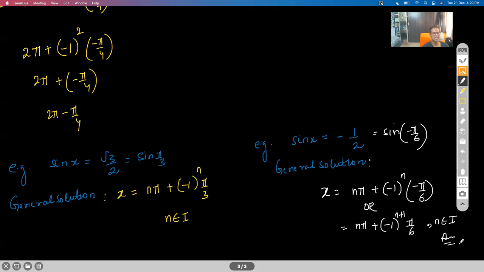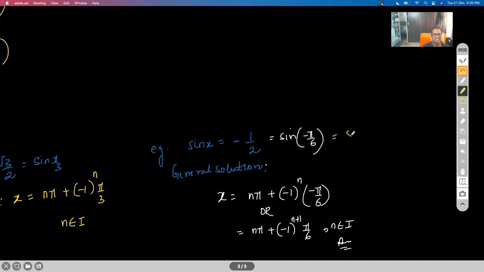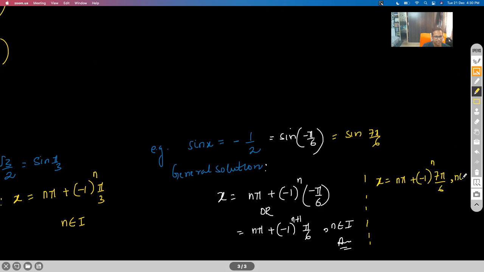Now here, one question that many people ask me: sir, could I take 7 pi by 6 also? Because sine 7 pi by 6 is also minus half. Yes, you can take any angle that you want. However, I've seen some books mention that this angle should be in the principal value branch of those functions, which actually is not required. So you can take any angle that comes to your mind. For example, if somebody mentions this as sine 7 pi by 6 and writes the general solution to be x equal to n pi plus minus 1 to the power n, 7 pi by 6, his answer is also going to be correct. This answer is also acceptable.